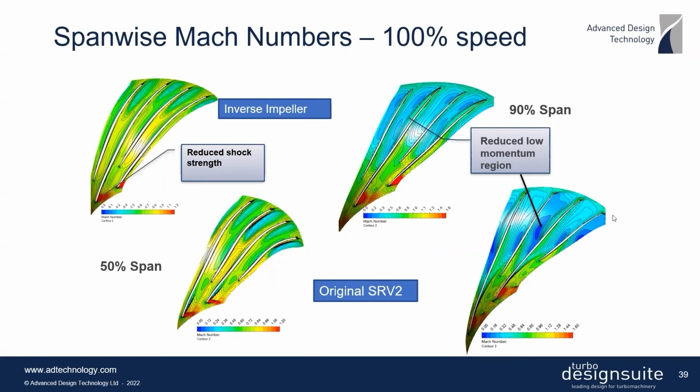And then if you look at the detailed flow field, the lower image is the conventional and the upper is the inverse. And first of all, we can see that there is a strong normal shock at 50% span, which is then reduced to more of a bow shock with reduced Mach number levels for the inverse impeller. And also at 90% span, you can actually see a reduction in the shock strength and also a reduction in this low momentum fluid that seems to have accumulated in the blade passage.